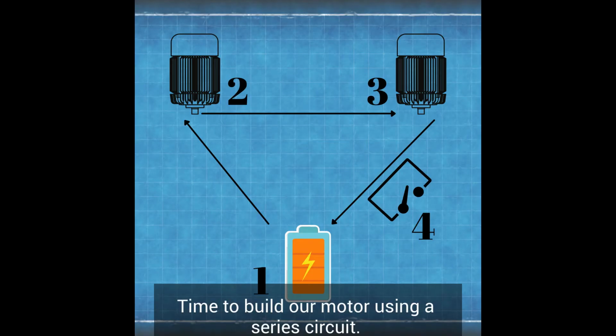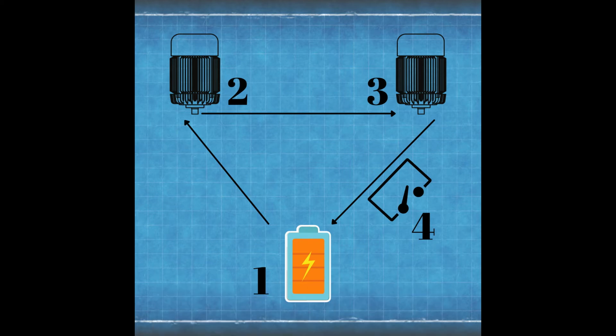Step number 3, we're going to build our motor and series circuit. Now, before we build our circuit, you need to have a basic understanding of what a series circuit is. The basic idea of a series circuit or connection is that the components are connected end to end in a line to form a single path through which current can flow.